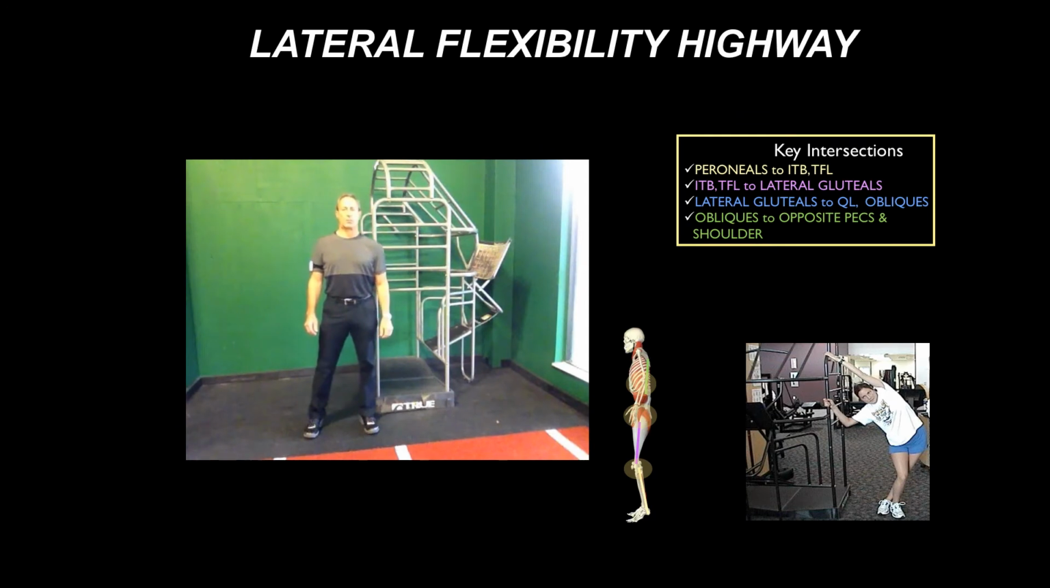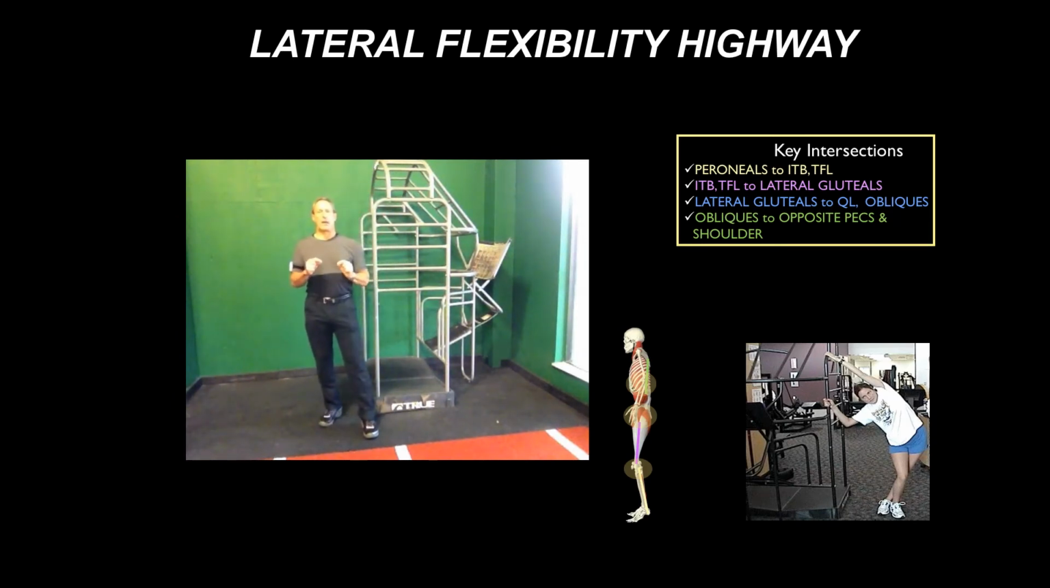The most overlooked flexibility highway is the lateral flexibility highway. The lateral flexibility highway goes from the peroneals up to the iliotibial band to the tensor fasciae latae, the gluteus medius, gluteus minimus, and the quadratus lumborum, conjoined with the intercostals, the obliques, into the lat, into the rotator cuff, even into the tricep, and depending on which way you hold your forearm, can affect the forearm.